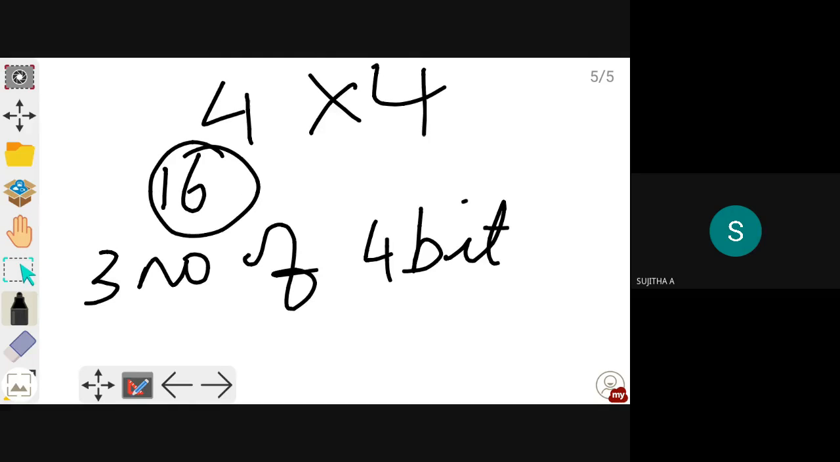So the first row and second row you have to add using one adder, then the output of that and the third row you have to use for the second adder, and the output of that and the next row you will be using, and that is the third adder. So how many bit adders will you be using?